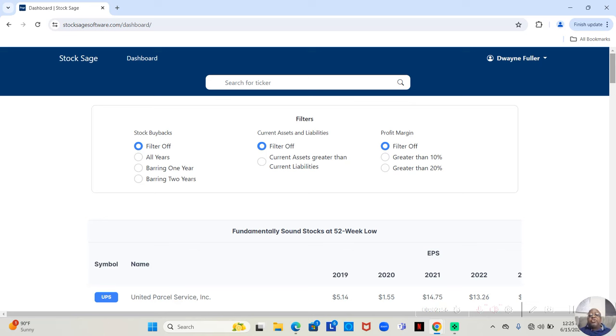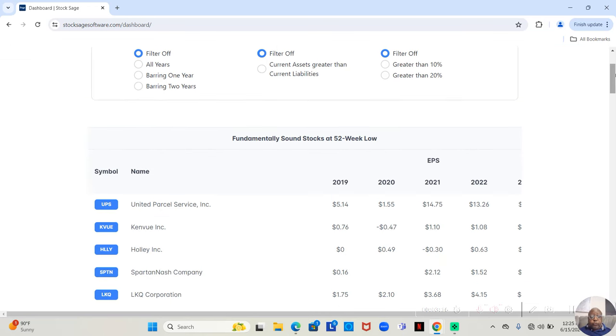So, in the stock market, when you're buying shares of a stock, first off, let's explain what that is. When you're buying shares of a stock, you're actually buying shares of a company. So, for example, our first stock right here is UPS, United Parcel Service. They carry the packages to your house. Well, UPS is a company. If you buy a share of UPS, you're buying a share of that company.